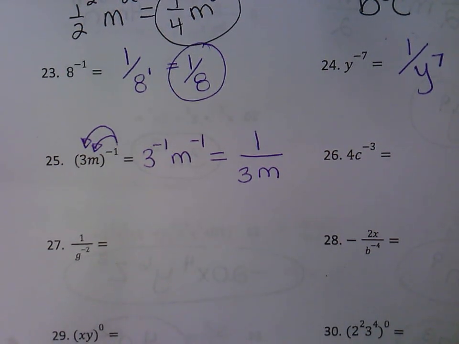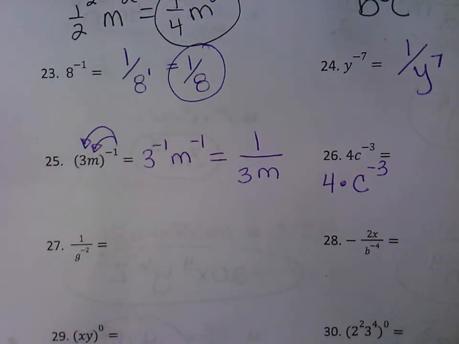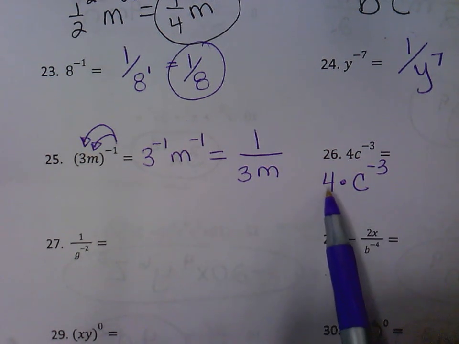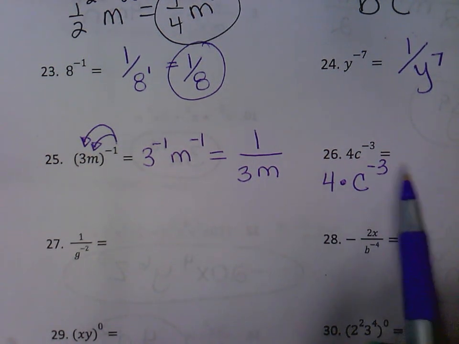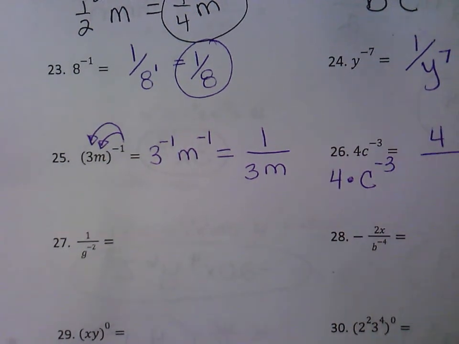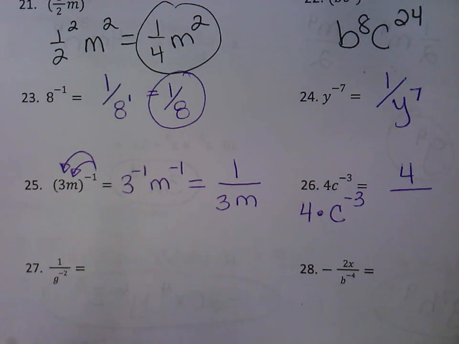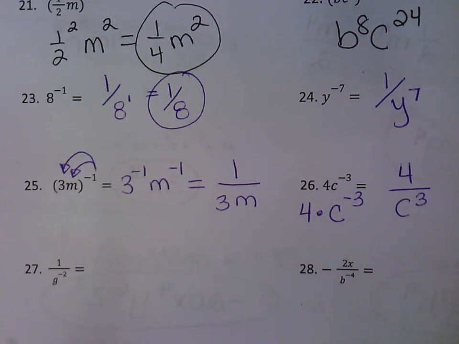On 26, if it helps for you to separate two separate terms with a times symbol, this is really 4 times c to the -3rd. Not to be confused with 4c to the -3rd, right? Because that would make them both go down into the denominator. This 4 is a happy 4, right? It has a regular exponent of the first power. So the 4 is going to stay in the numerator. What is going to go into the denominator? Just a c cubed. So you'd have 4 on top. 4 is fine where it is. C cubed goes to the bottom.